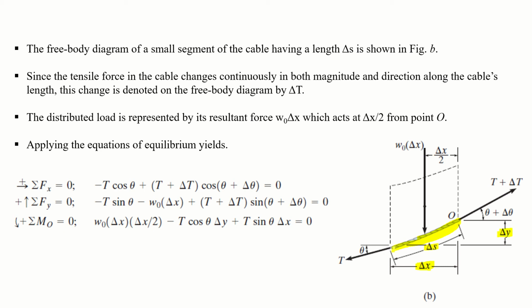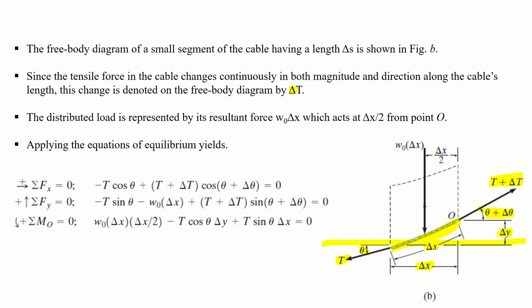The angle that this segment is making with the x-axis at this side is theta, and the angle that it is making at the other side is theta plus del theta. The tension in the cable at this side is T, however at the opposite side it is T plus del T. So everything at the other end differs by some amount.